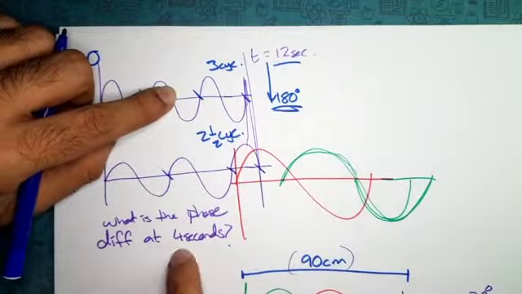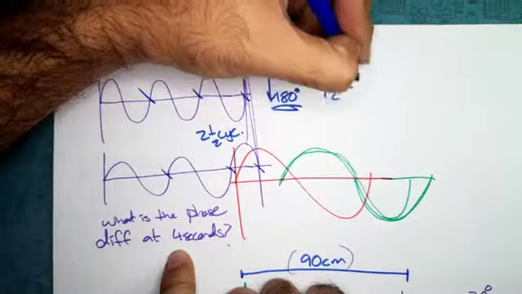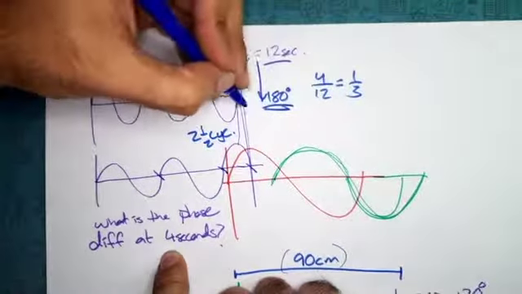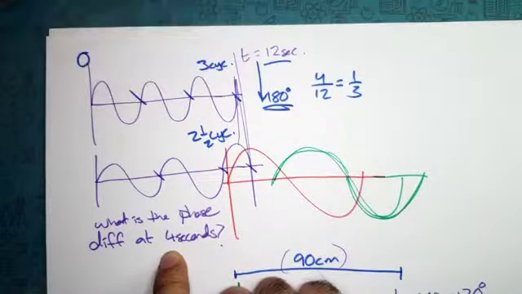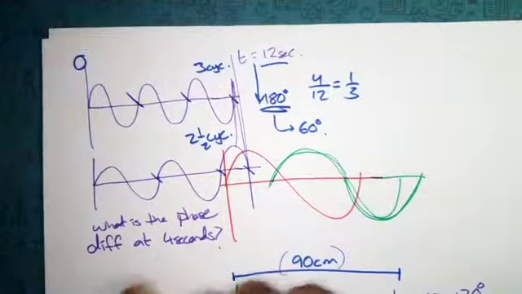So at 4 seconds, how much would you see? You would see 4/12, which is basically 1/3. You'd see 1/3 of 180 degrees, because it's 1/3 the time through. So your answer is actually 60 degrees.